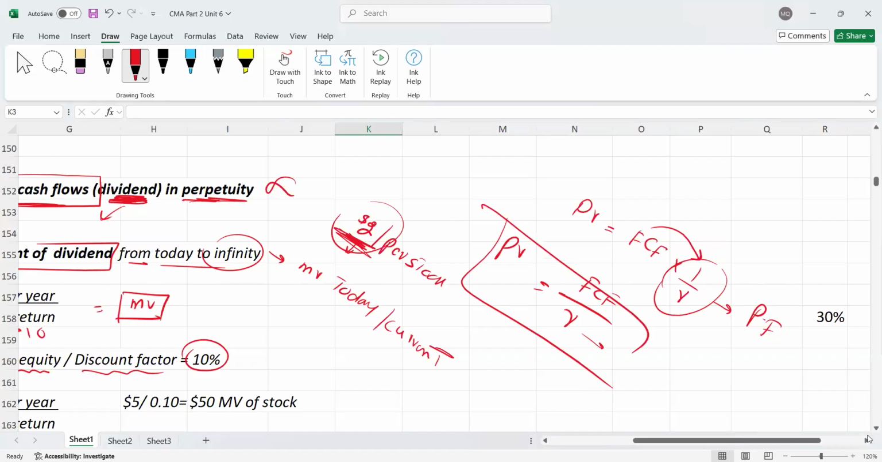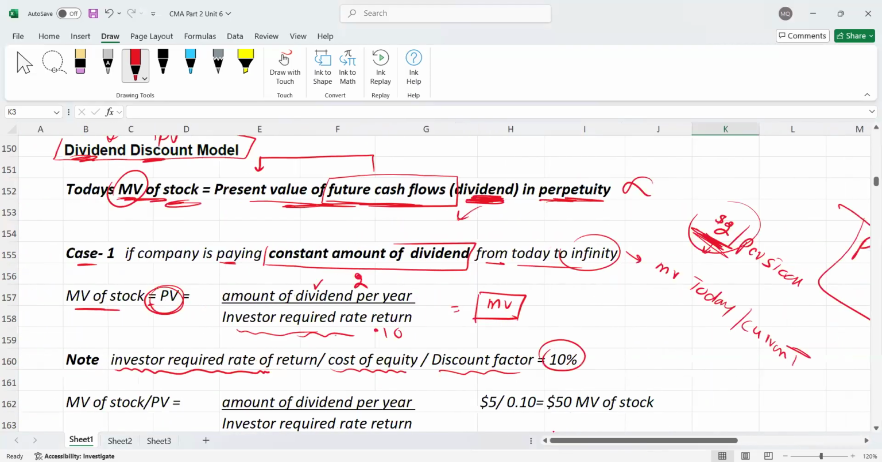They will not ask you whether it is a present value or not, but just as a concept, I'm telling you, it is a present value. This formula actually gives you the present value of dividends, which are discounted in perpetuity. So don't forget the case.